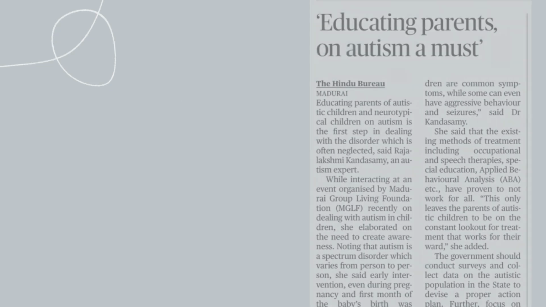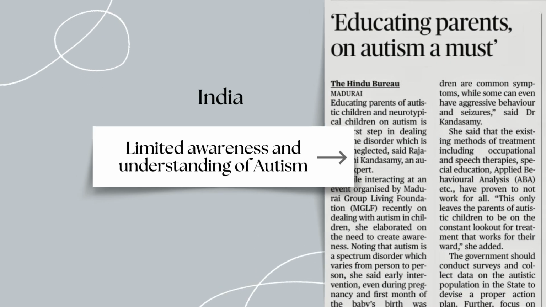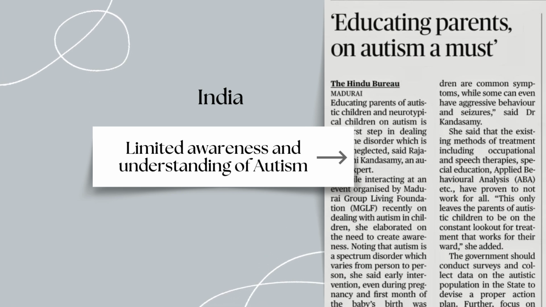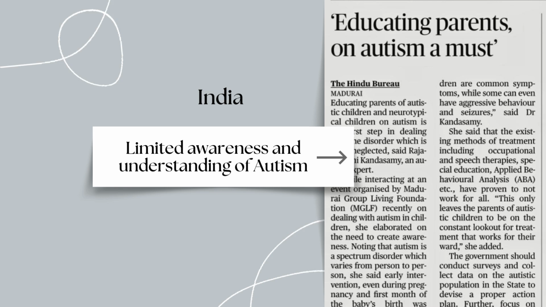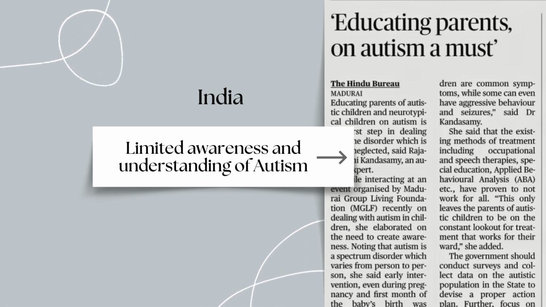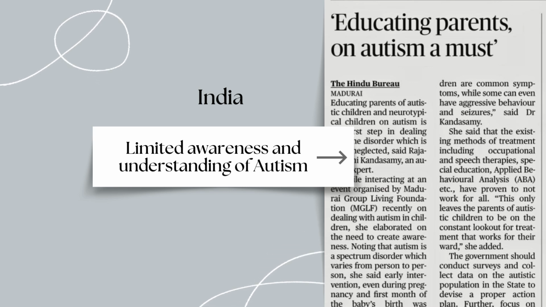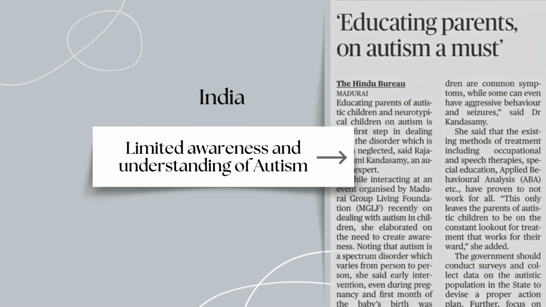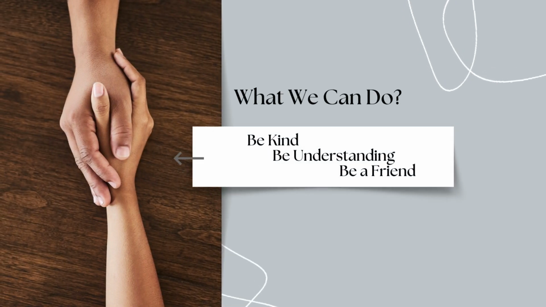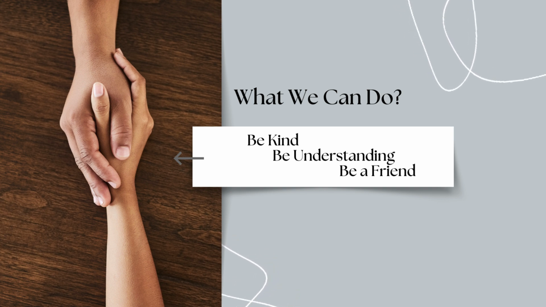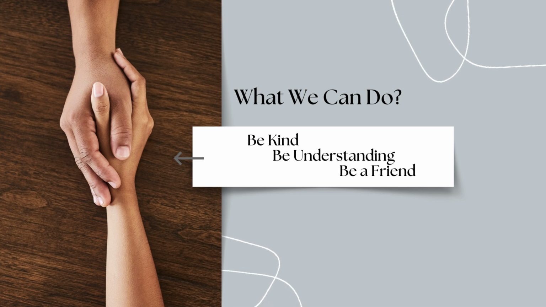In many parts of India, there is still limited awareness and understanding of autism that can lead to delays in diagnosis and intervention, and families may struggle to access appropriate support services. Urban areas may have better access to diagnostic and therapeutic services, but rural areas often lack specialized care, further marginalizing those affected. So, what can we do to support individuals with autism? The most important thing is to be kind and understanding.